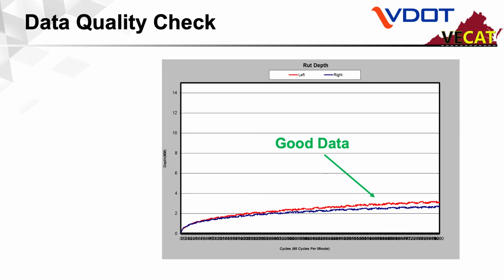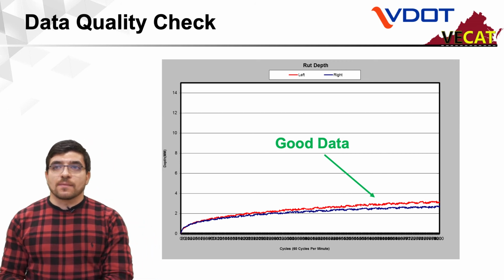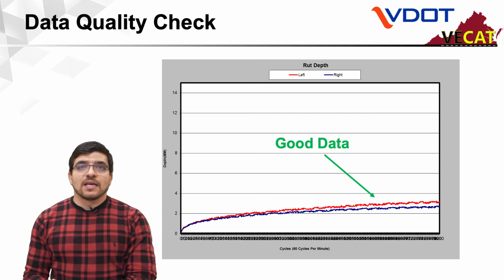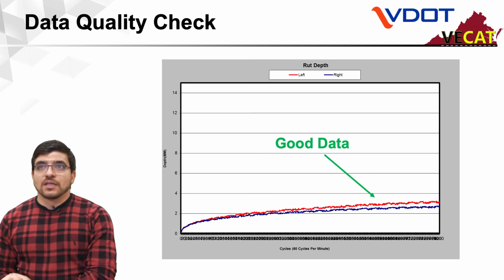Okay, a simple example of data quality check. In this chart, we can see that the curve showing the variation of the rut depths as a function of the number of loading cycles shows a smooth curve with an expected trend. The average rut depth is increasing with the increase of number of loading cycles.